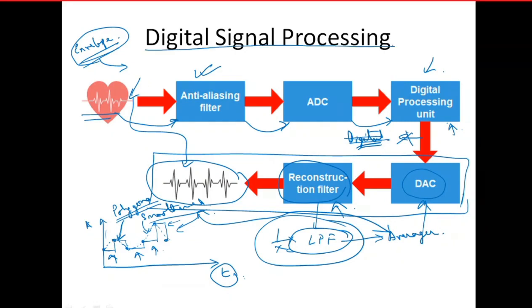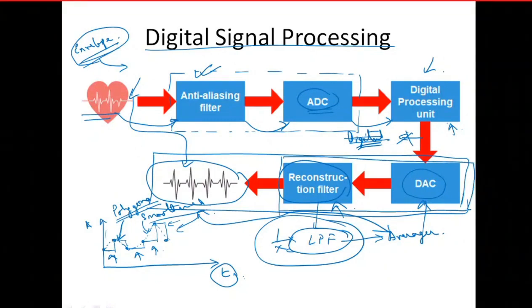So this is the complete process of how we deal with digital signal processing. Now in many books you will find that after the analog signal we have an analog to digital converter. This is because usually the anti-aliasing filter is considered as a part of the ADC. Similarly, the reconstruction filter is considered as a part of the digital to analog converter. So in many books you will find an analog signal, then an analog to digital converter, then a digital processing unit, then a digital to analog converter, and then the analog output again.